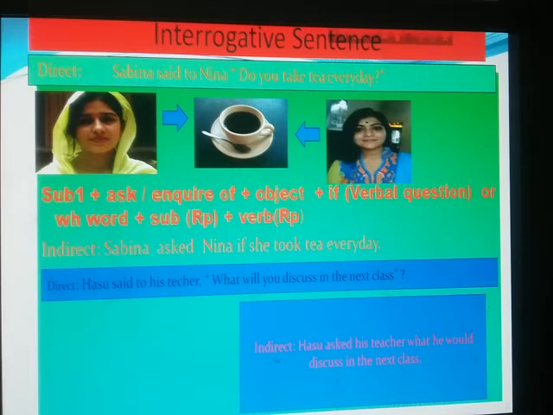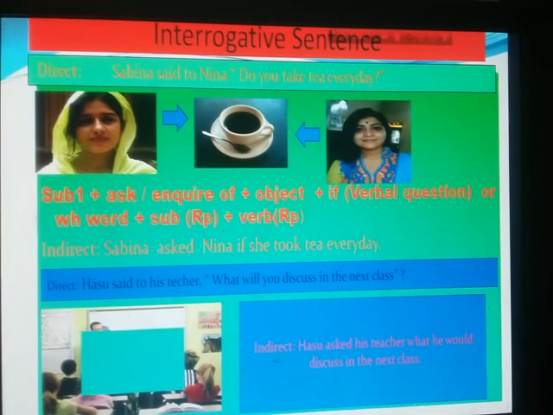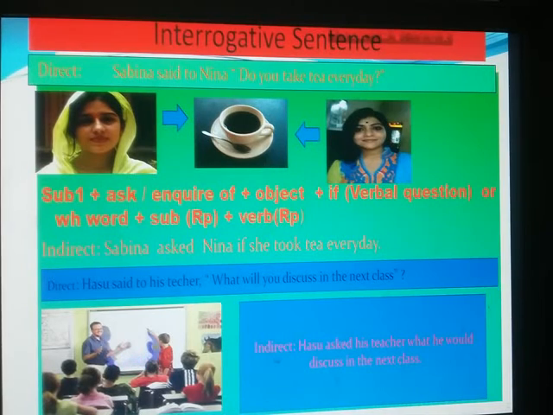Another example. Look at the image. Hasu said to his teacher, "What will you discuss in the next class?" So this is an example of a WH question. I have used the WH word, but I have not used if. Hasu asked his teacher what he would discuss in the next class. So the WH word remains the same.